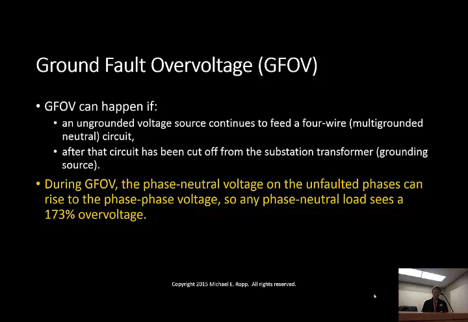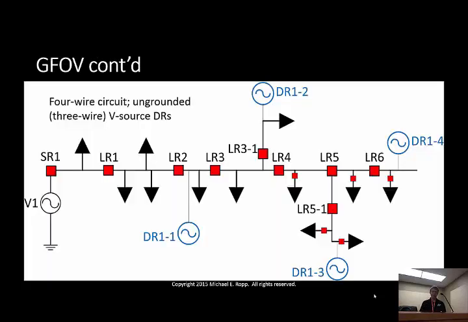So if we look at the voltage, I guess I'm going to show you the circuit first. We've got our 4-wire circuit, ungrounded 3-wire sources. Now, of course, we'll come back to the ungrounded sources in just a minute. But you notice I've got all these interrupters all over the circuit. I'm going to pop this one over here, this SR1. Notice that just turned green. So if we do that, we've now lost the connection to that utility ground source.